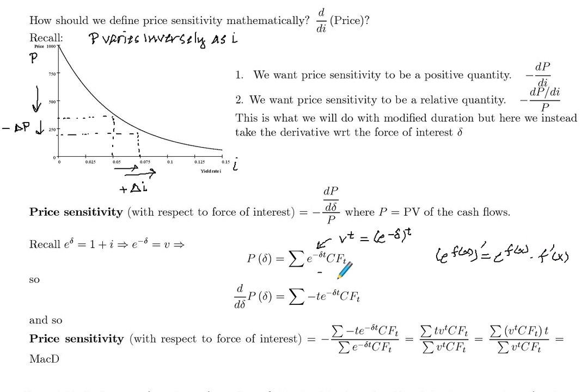Okay, so here we differentiate e to the negative delta t, we get e to the negative delta t. Delta is our variable, negative t is the constant. So we multiply out in front by negative t. That's the f prime of x. So we're just doing term by term derivative, and we still sum them all up. So the derivative of this sum is going to be the sum of the derivatives term by term, and then we just bring the constant cash flows CF of t along.